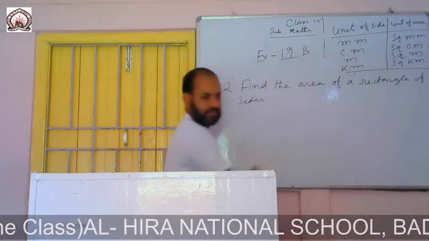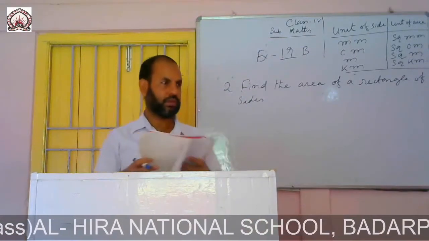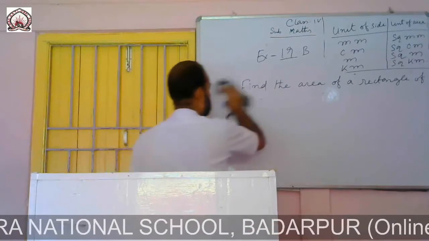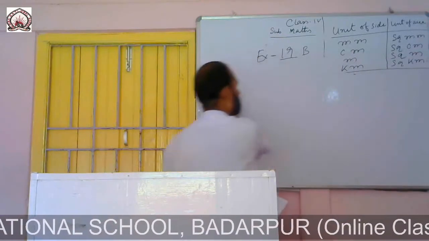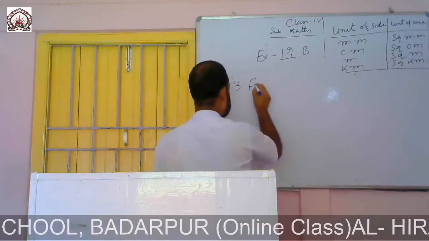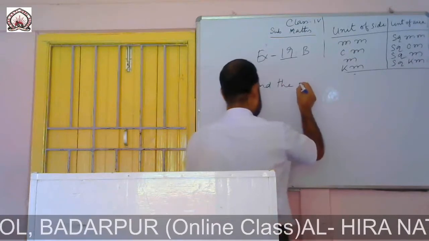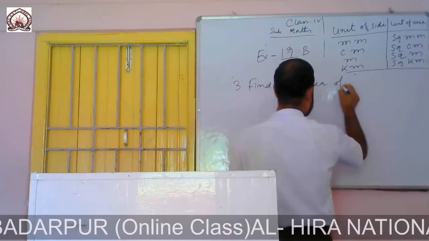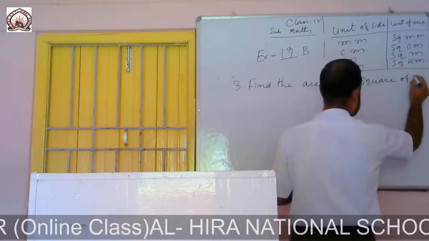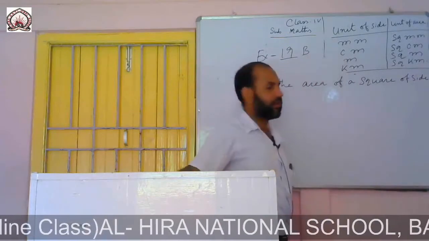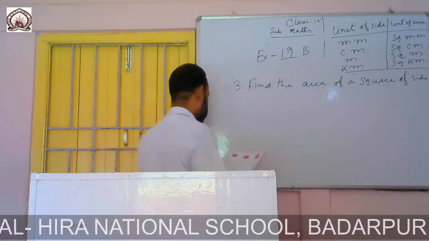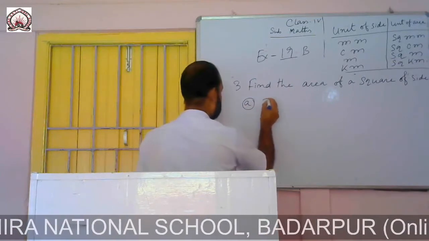Next. Question number 3. Find the area of a square of side. Question number A. 5 millimeter.